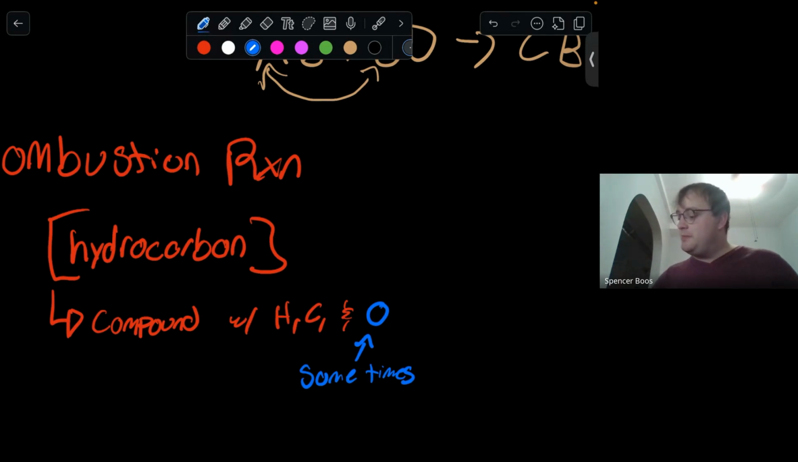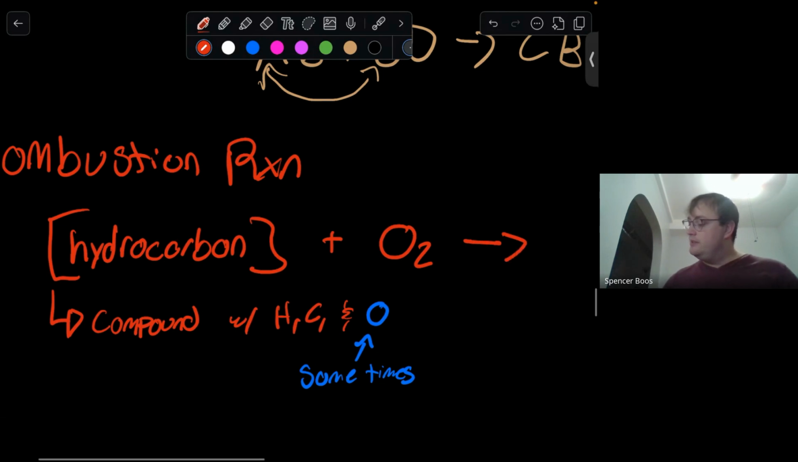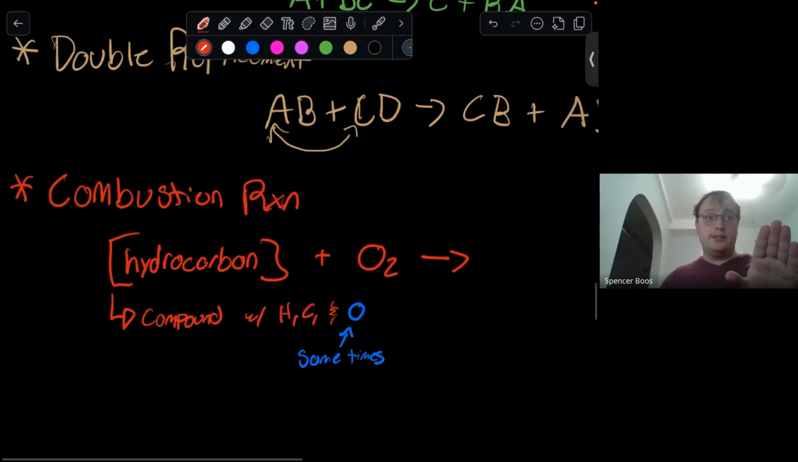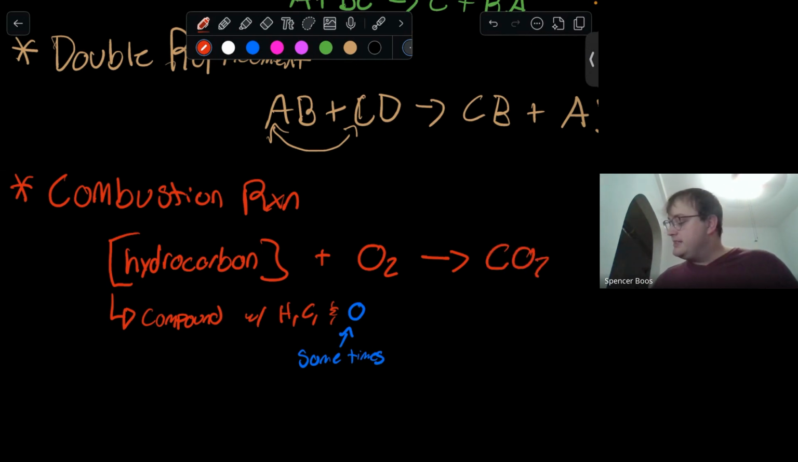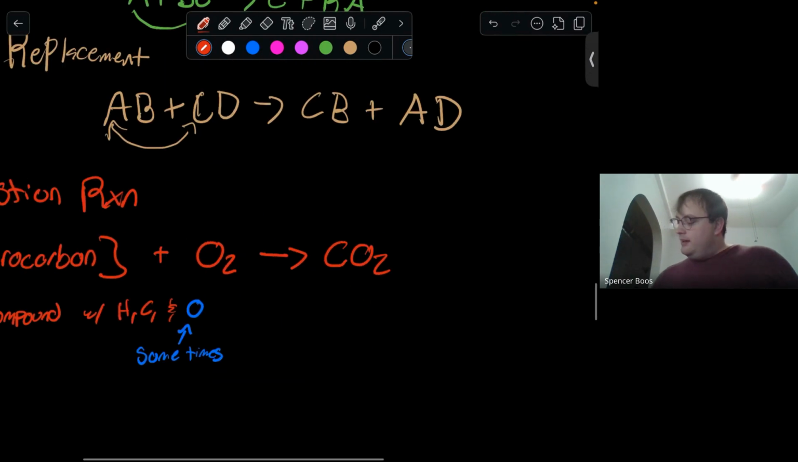But let's get back to the nitty gritty. Plus oxygen gas. So a hydrocarbon plus oxygen gas. This yields always, no matter what hydrocarbon you're starting with, no matter what state it's in, whether it's solid, liquid, or gas, always produces these same two products: carbon dioxide and water.